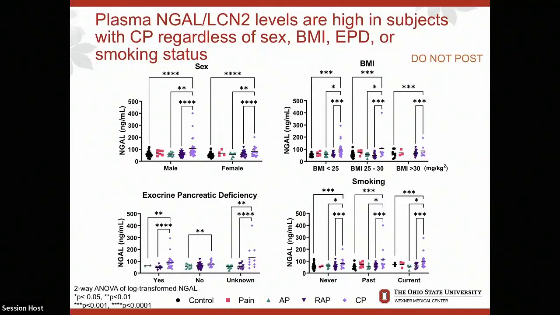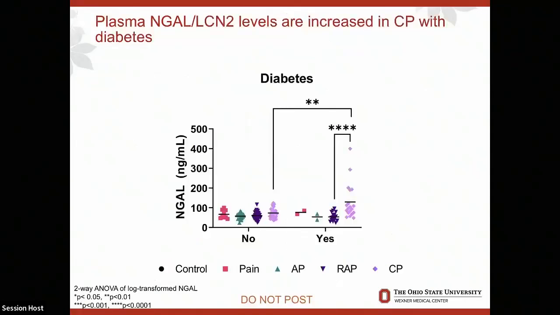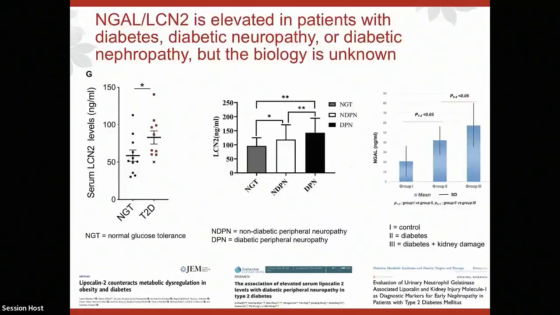The only difference that we did find based on a clinical characteristic was on diabetes, where plasma NGAL levels were higher in patients with diabetes and chronic pancreatitis compared to those without diabetes but with chronic pancreatitis. Now, this was kind of interesting when we looked into the literature and saw that NGAL is elevated in patients with diabetes, diabetic nephropathy, diabetic neuropathy. So that suggests that NGAL may be somehow related to the biology of diabetes, but that's still unknown.